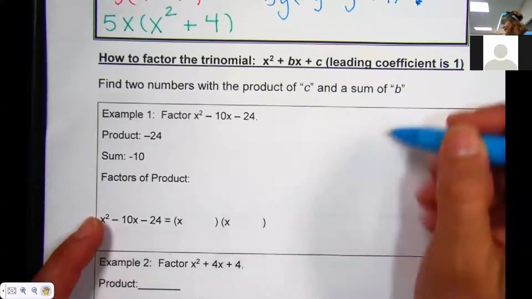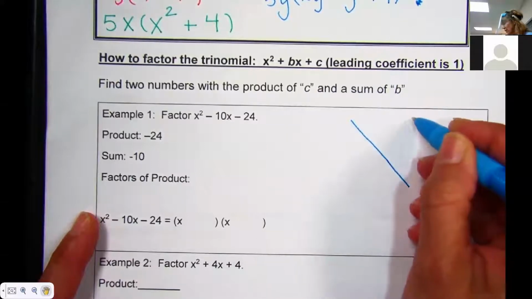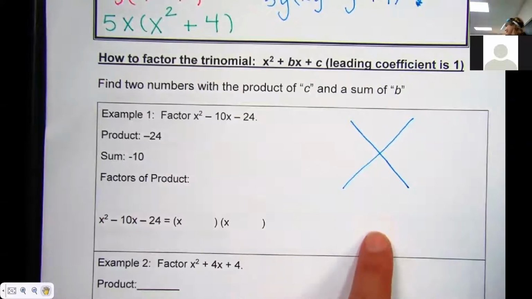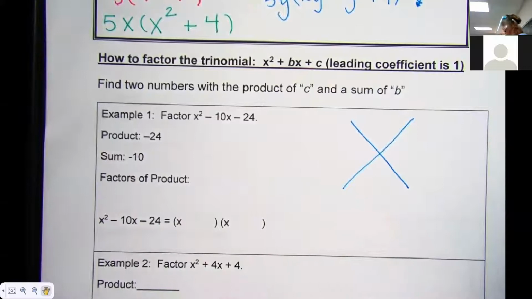So what we're going to do is draw an X. Out here on my blank space, I'm going to draw an X. And guys, there's a ton of ways to factor. This has just been the fastest for me. Remember, it's my job for a living. I factor for a living. This is the fastest way that I have figured out.